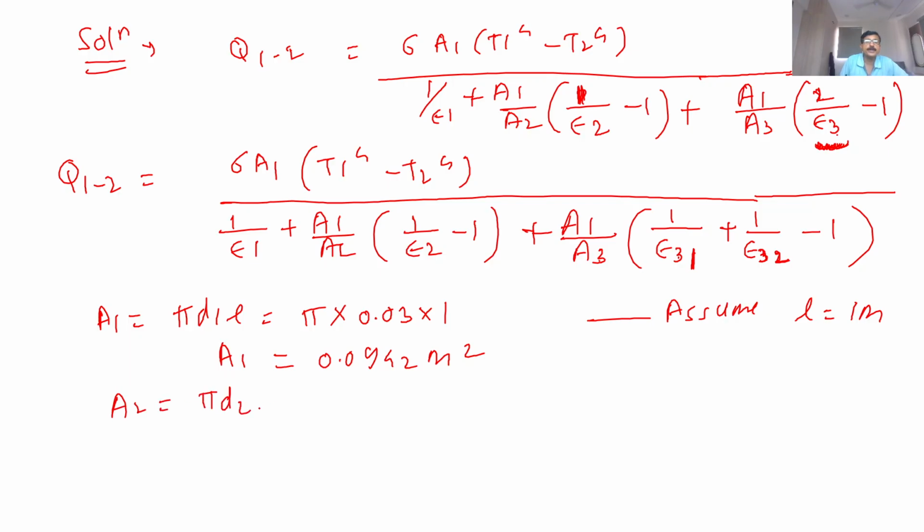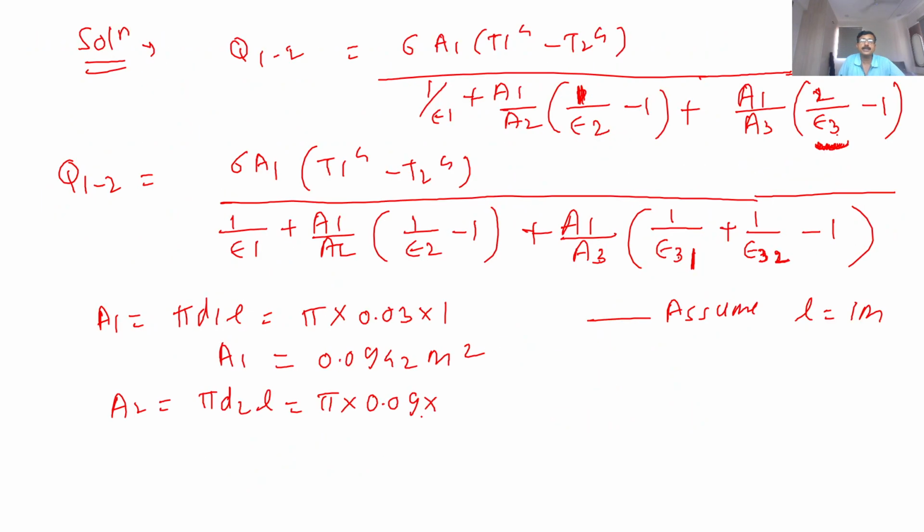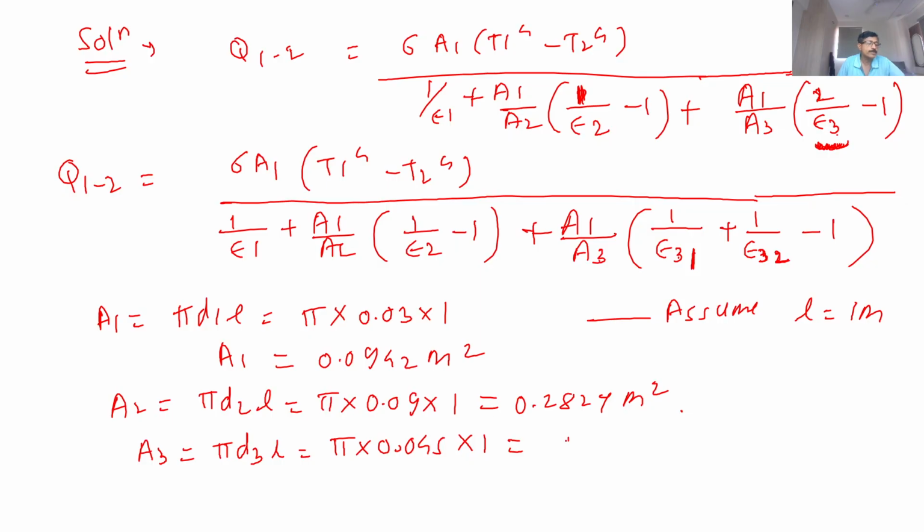Similarly, we will go for A2. A2 is the outermost tube, pi D2 L. D2 is 90 mm, which means 0.09 meter. Pi into 0.09 into length assumed as 1, so its answer is 0.2827 meter square. Now finally A3. A3 is pi d3 L, for the shield. 3 means the shield inserted between surface 1 and surface 2. The diameter is 0.045, into 1. That becomes 0.1413 meter square.